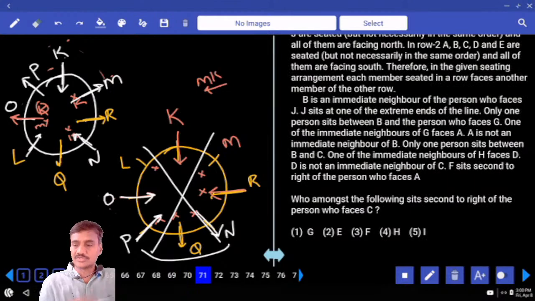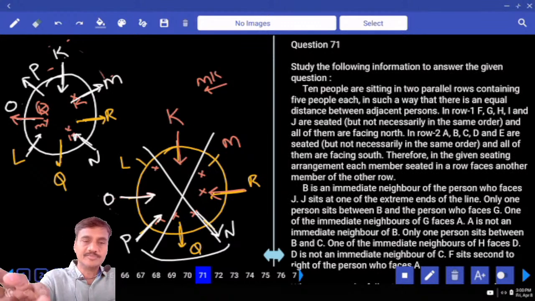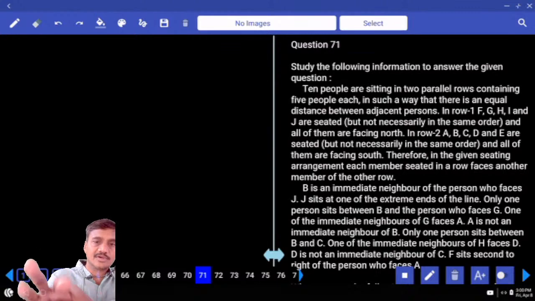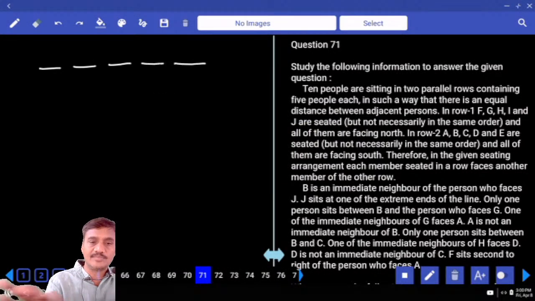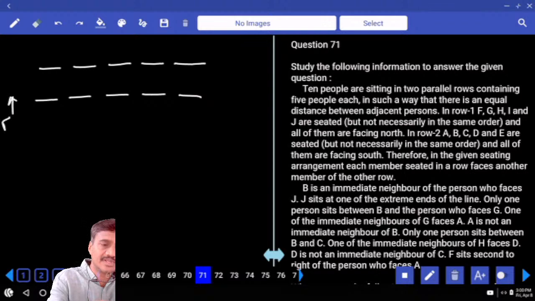Now 71 to 75 is based on parallel rows. How many people are there? 10 people are seated in 2 parallel rows. These 10 people are seated in 2 parallel rows, 1, 2, 3, 4, 5, and another 5 persons like this, 1, 2, 3, 4, 5. And in row 1 are F, G, H, I, J, and all of them are facing towards north. Now this is row 1, FGHIJ. Now this is row 2.